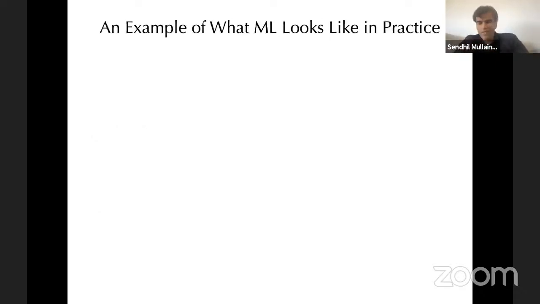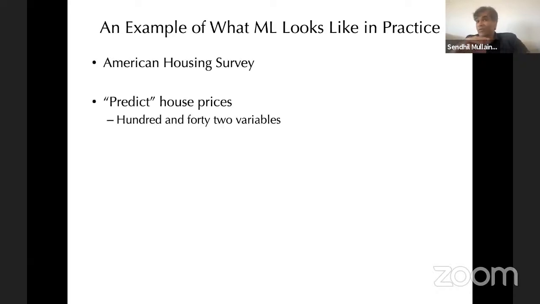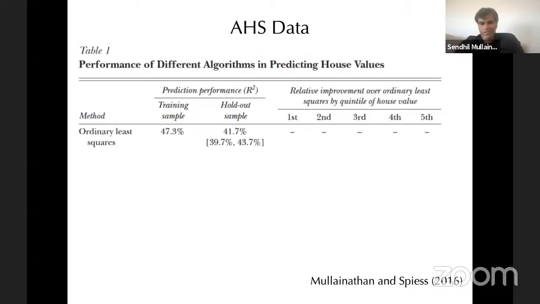Okay, so let's start with an example of what machine learning can look like in practice, because that'll help us understand how we place it in the standard toolbox. For this, I have a little toy problem. The American Housing Survey is basically a large survey of houses where we know their characteristics and we know the price. It raises a very simple problem: Y is the house price, X is the characteristics, so we go ahead and predict house prices. Now, one way you could predict house prices is, there are only 142 variables, you could run a linear regression. And you find that that does pretty well. It has a holdout R squared of about 41.7%.